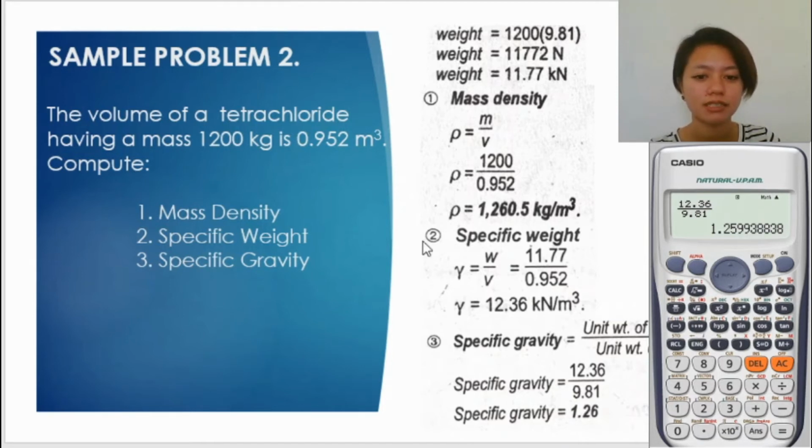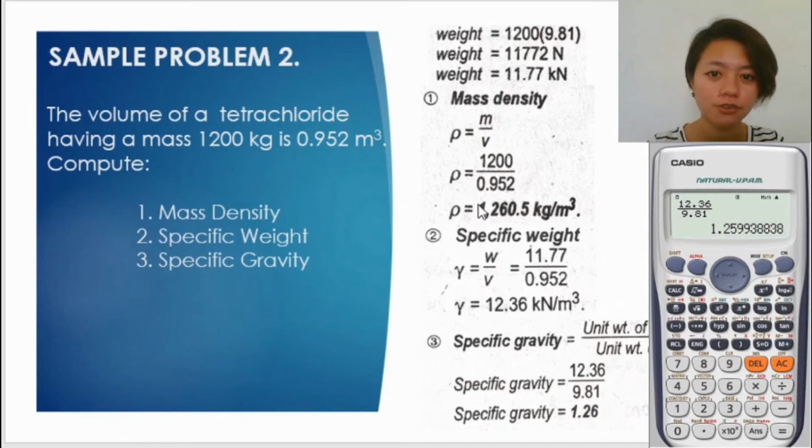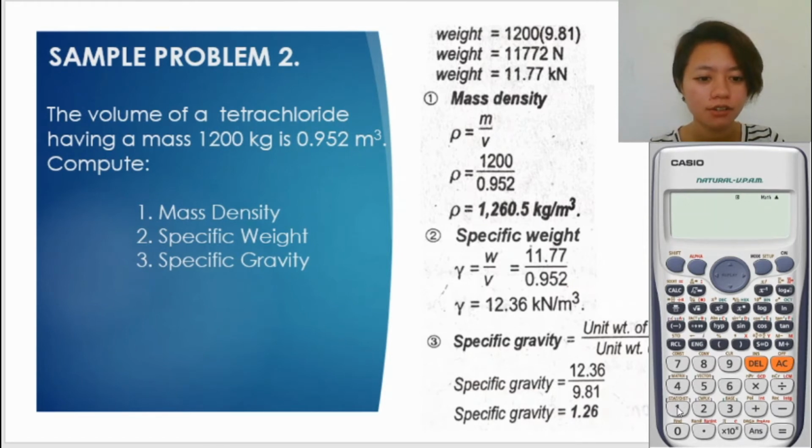Everything is formula based. It's for you to identify what your input is. Still, let's try the density: we have the value 1,260.5, then the standard density of water, and we have 1.26. So whichever of the two you use, you will get your answer. So let's proceed with sample problem number 3.